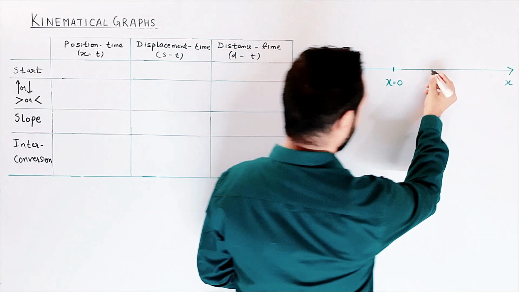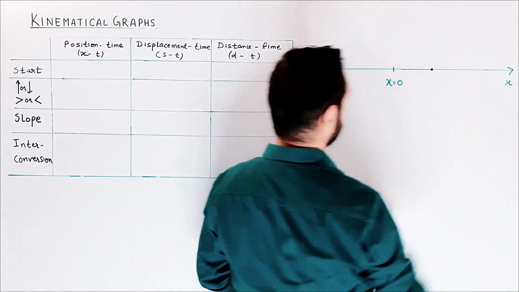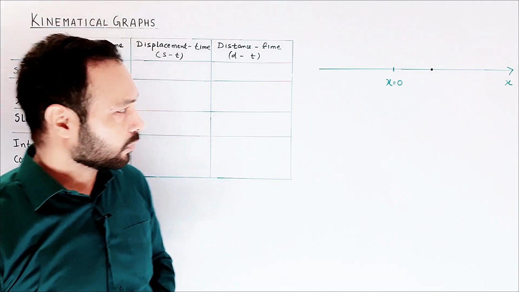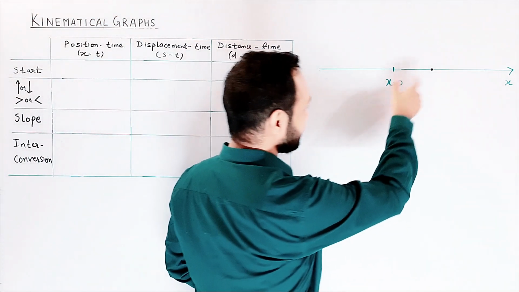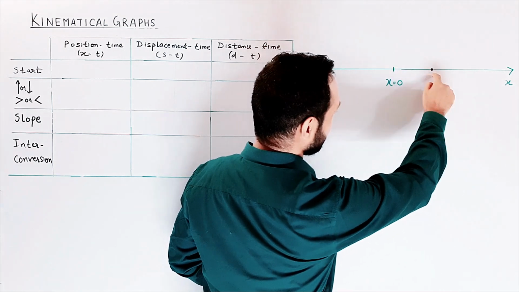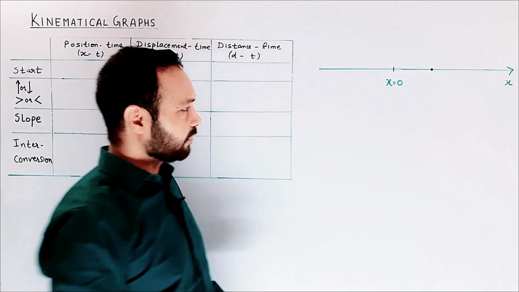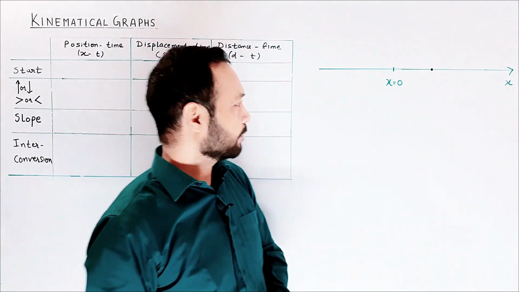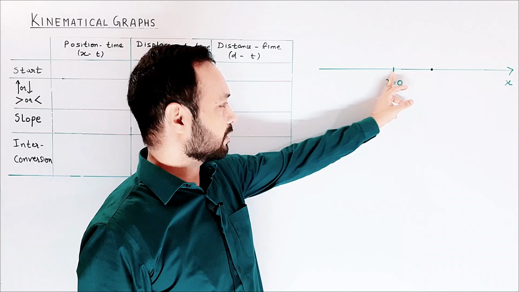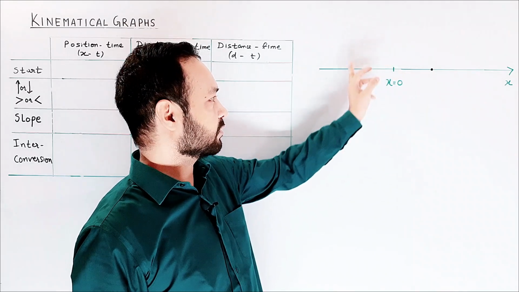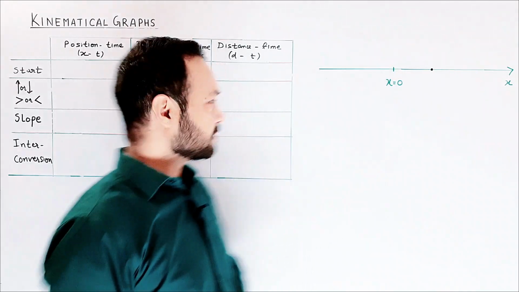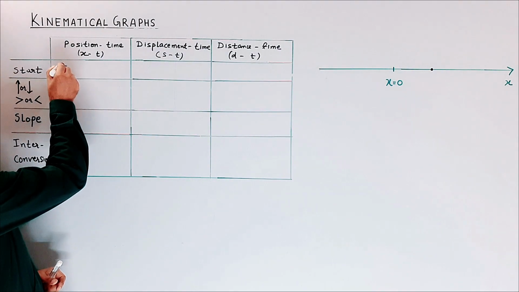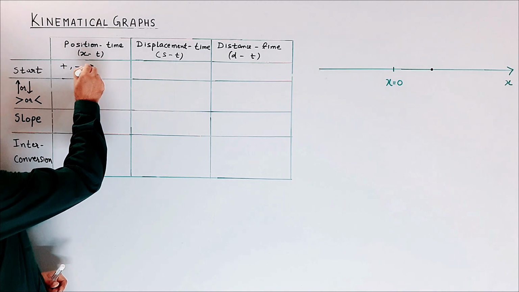So suppose it starts moving from here. Position is a kind of displacement with respect to origin. If the motion starts from here, then position is positive, because position is a vector and direction in 1D motion is taken by plus or minus. If the motion starts from origin, then obviously position is 0, and if the motion starts from somewhere here, then position is negative. So the initial position can be positive, negative or 0.